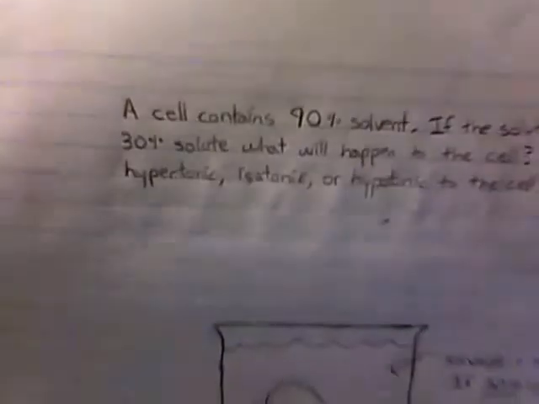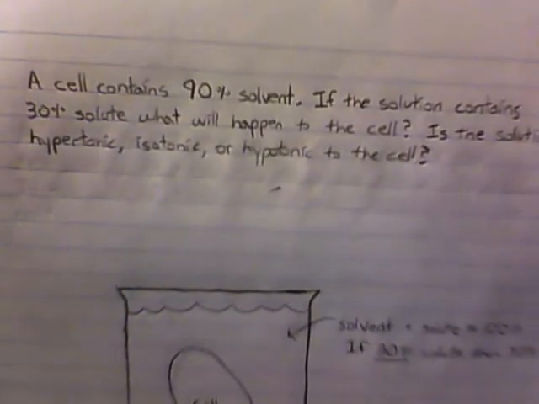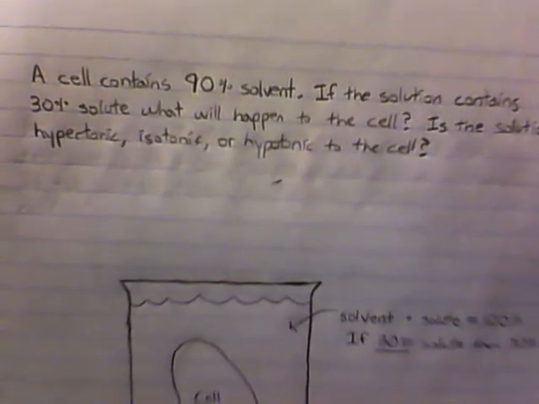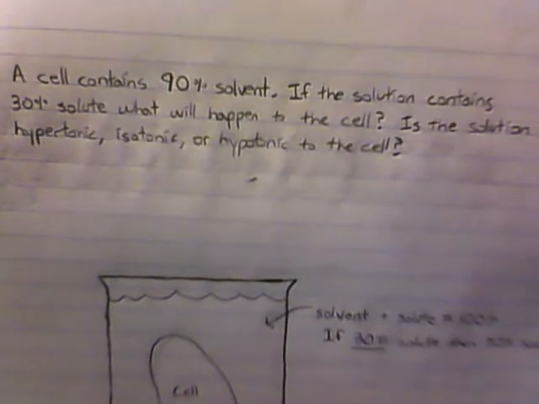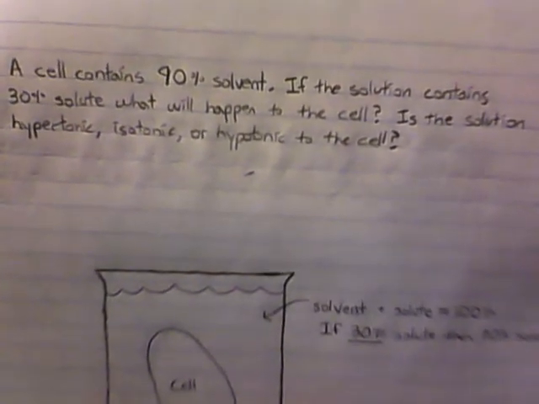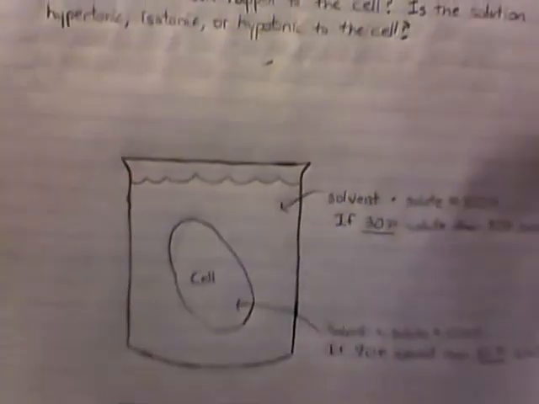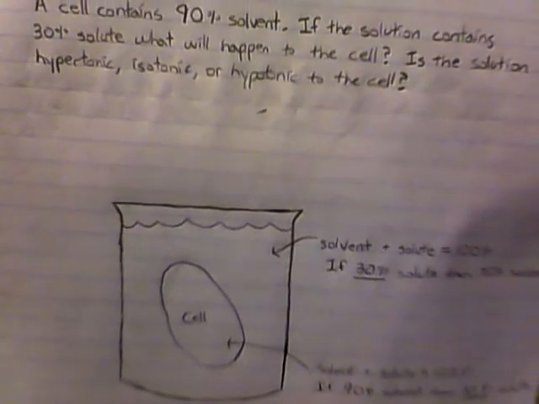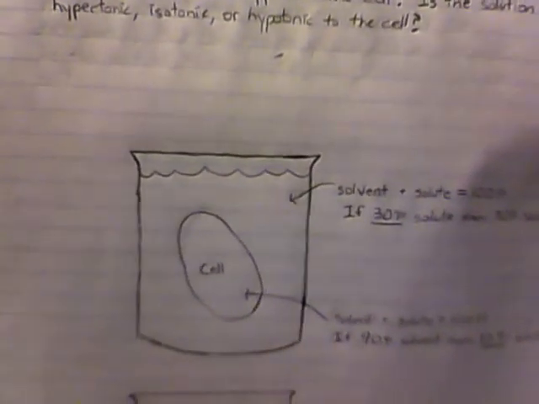As for an example question, a cell contains 90% solvent. If the solution contains 30% solute, what will happen to the cell? Is the solution hypertonic, isotonic, or hypotonic to the cell?